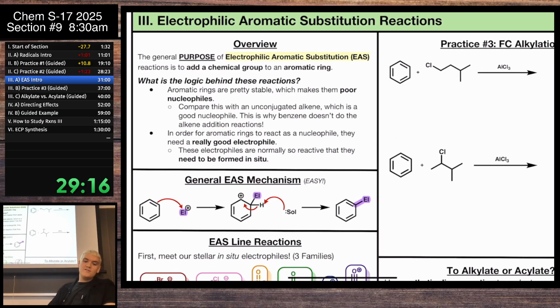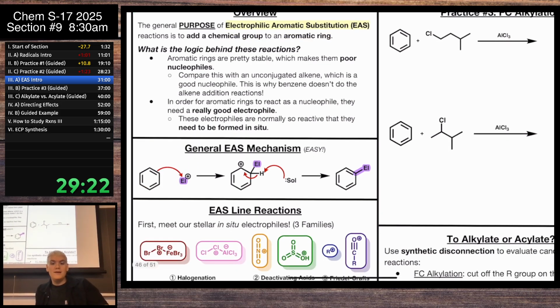The purpose of these is to add chemical groups to a benzene ring. And the logic behind these reactions is aromatic rings are really stable. They have aromaticity, they just vibe on their own, so they're not good nucleophiles. Because they are not good nucleophiles, we need to make awesome electrophiles. And to make these awesome electrophiles, they need to be made in situ, like situationally made, kind of like in a beaker. It's not something that's just going to sit on a shelf. Most of the things that can sit on a shelf stable are not going to be electrophilic enough for a benzene ring. So we have to make these really, really good electrophiles.